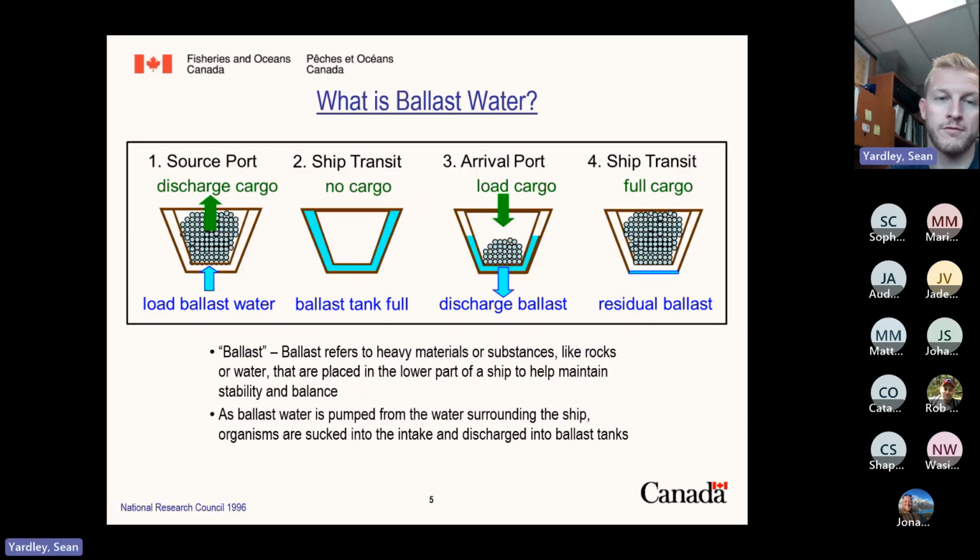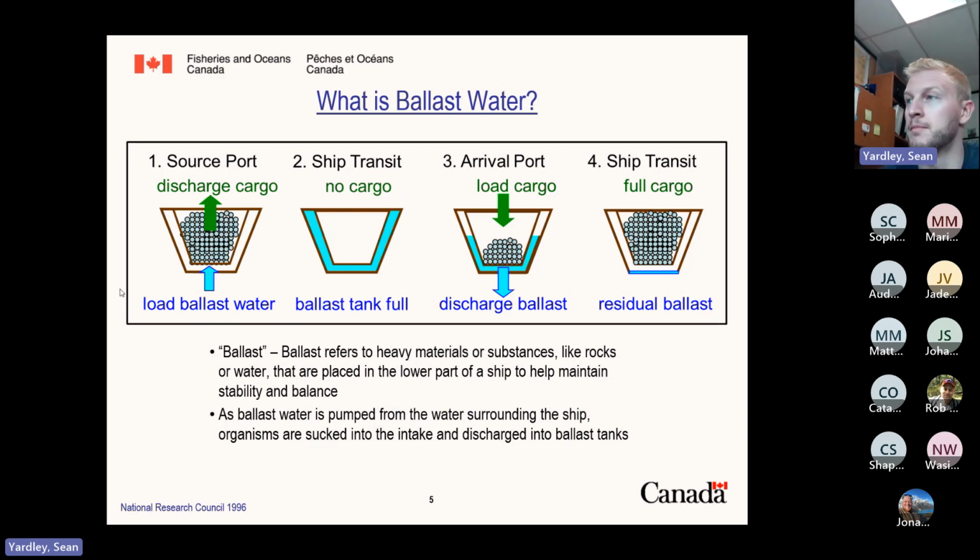So moving on, for maybe people who don't know, I thought it important to define exactly what ballast water is, or what ballast is. Ballast refers to any heavy materials or substance, like rocks or water, that are placed in the lower part of a ship to help maintain stability and balance. And the overarching idea is that as ballast water is pumped from the water surrounding the ship, organisms are pulled into the intake and then discharged into the ballast tanks inside of the ship.